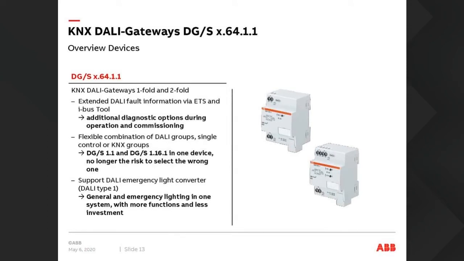We now have extended DALI fault information. I'll show you this in a few minutes from the IBus tool. The IBus tool is a freely available commissioning tool that ABB have made and made available for free to everybody. You can download this tool off the website, www.abb.com/KNX. Just go in there and look for any of the DALI gateways. Once you find a DALI gateway, it will be in the software tab on that device. It's in there for free and it's handy.